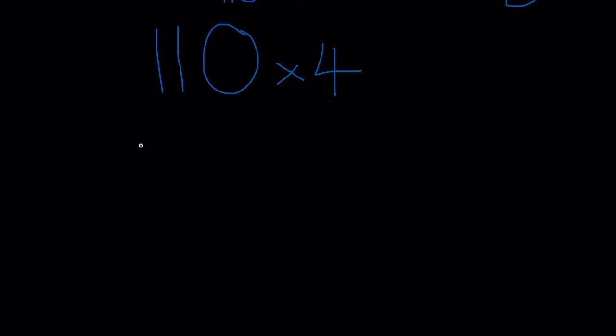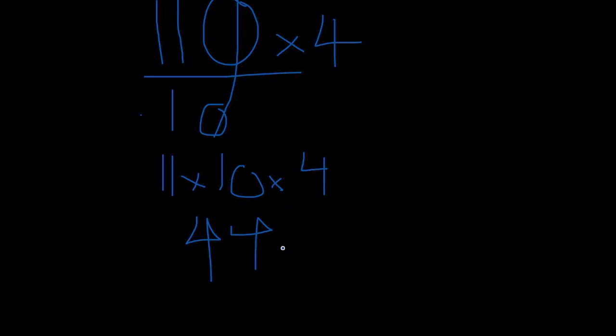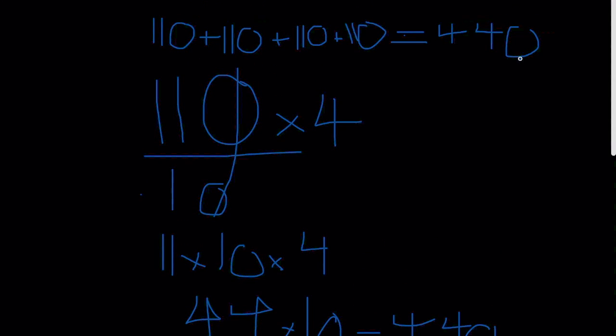Or we could do the multiplying method, which is when we divide by 10, right here. So 110 divided by 10 is 11, because we can cross out these zeros right here. So we have 11 times 10 times 4. And then 11 times 4 is 44. See? Right here. Then we can just bring the 10 down, and since we're multiplying by 10, we just have to add a 0 at the end. We can get 440, which is what we got up here.